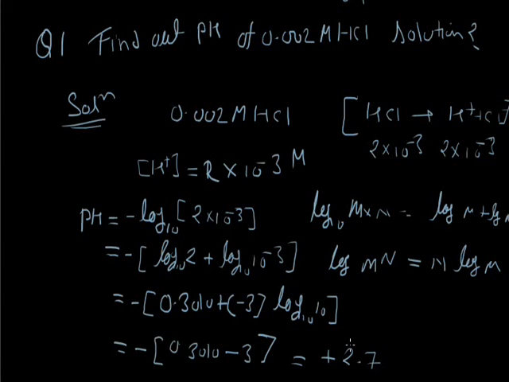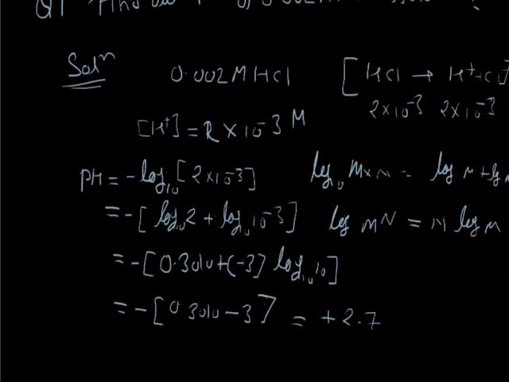So now we can say the pH of 0.002 molar HCl solution is 2.7, and we know that pH of acid is less than 7. We get answer less than 7, so our answer is right. If suppose your answer is greater than 7, so definitely we solved the question wrong. So the answer is 2.7. It's an easy one.